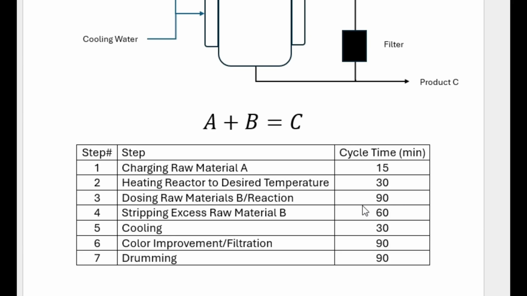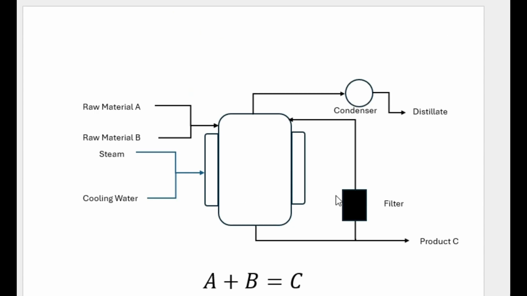Okay, so now corporate comes in and says, we're forecasting more demand for product C, and we want to increase capacity. So the proposal is, we're going to invest in a second production line. So getting another reactor, another filter, another condenser, the whole setup. Mirror production line 1 with production line 2 to increase capacity.